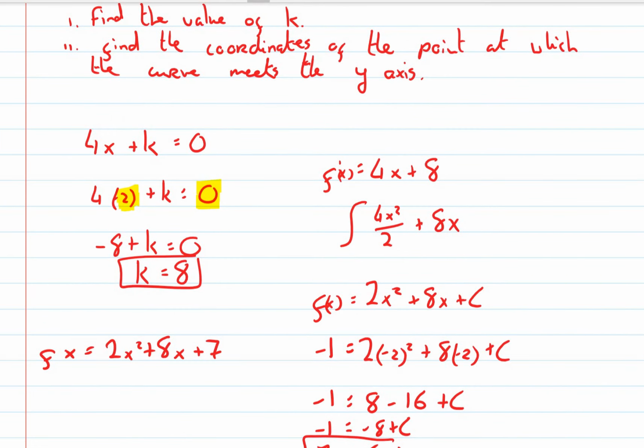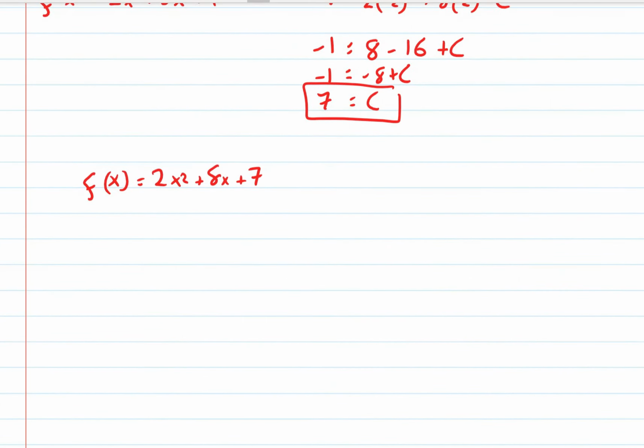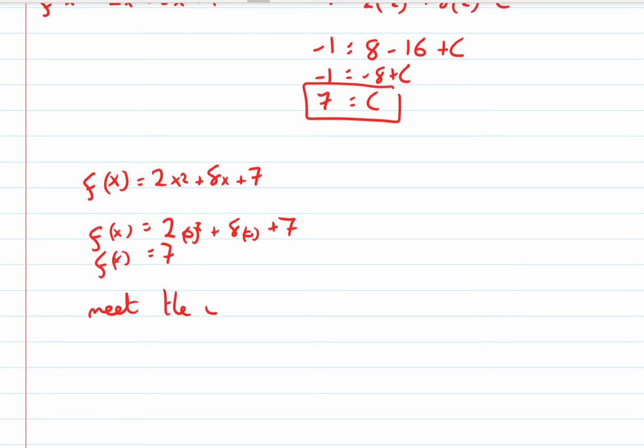It wants us to find where the curve meets the y-axis. Wherever a curve crosses the y-axis, x will be 0. So we put in 0 for x, and we get 7. So f(x) is 7. So it meets the y-axis at the point (0, 7).